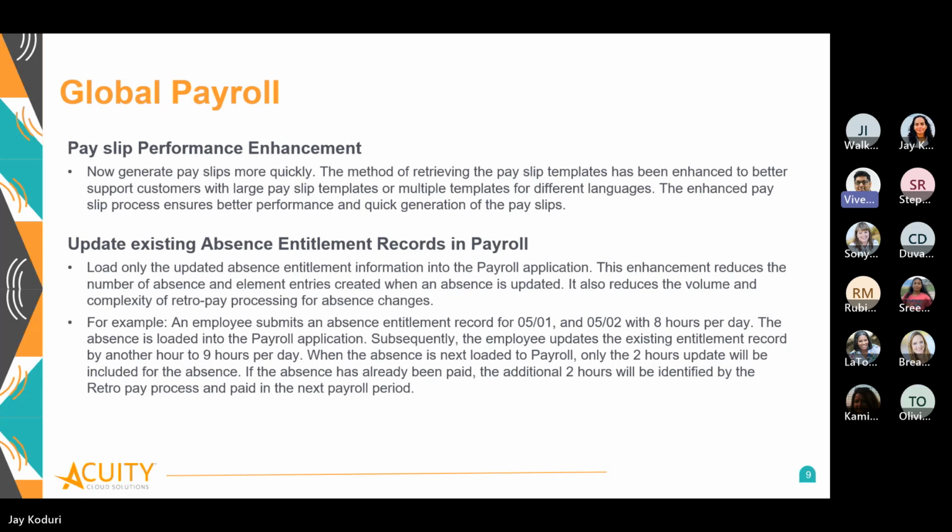If an employee submits an absence entitlement record for a week with 8 hours per day, the absence is loaded into the payroll application. Now the employee updates the existing entitlement by another hour, let's say from 8 hours to 9 hours per day. When the absence is next loaded into the payroll, only the 5 hours update will be included for the absence. If the absence has already been paid, then the retro pay process will identify the additional 5 hours and will pay it in the next payroll period.